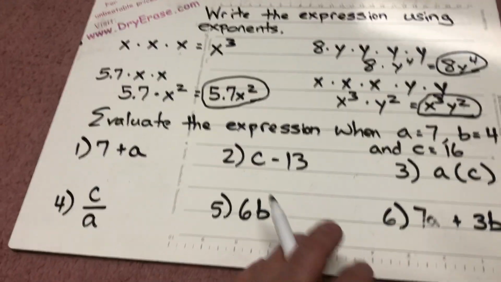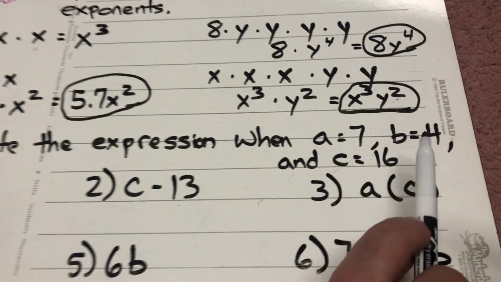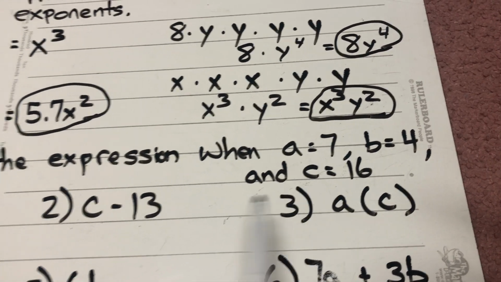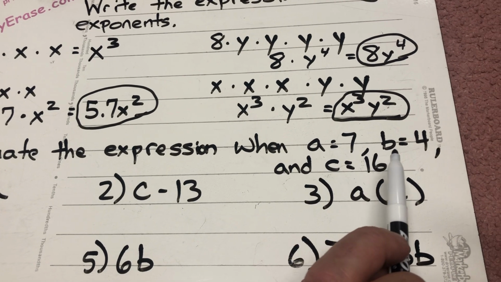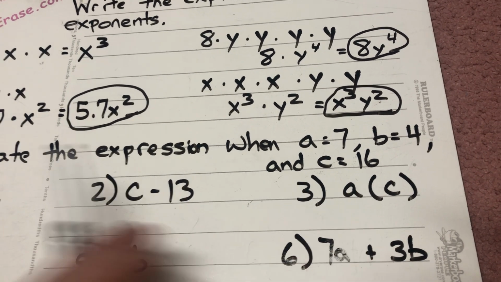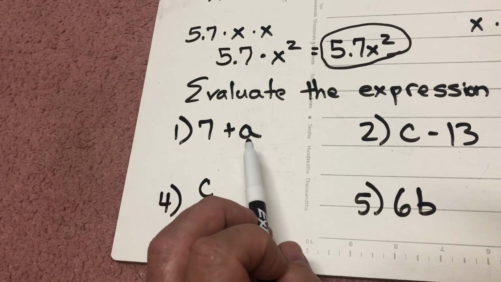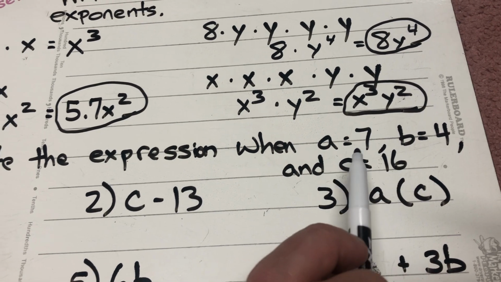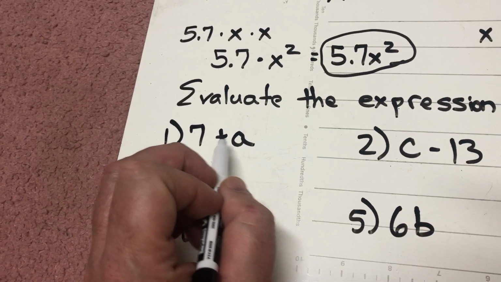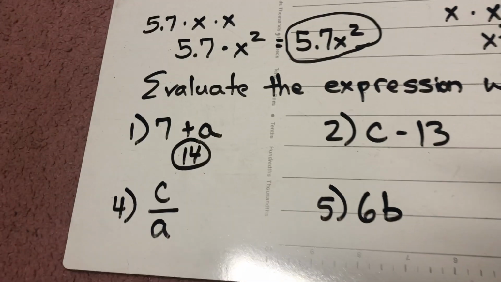Final set of directions you're looking at today: evaluate the expression when a equals 7, b equals 4, and c equals 16. So once again, evaluate the expression when a equals 7, b equals 4, and c equals 16. Well, my first one says 7 plus a, so I go back to my directions and it tells me that a equals 7. So all I'm going to do is plug in 7 for a, so it's going to become 7 plus 7. Well, 7 plus 7 is 14.